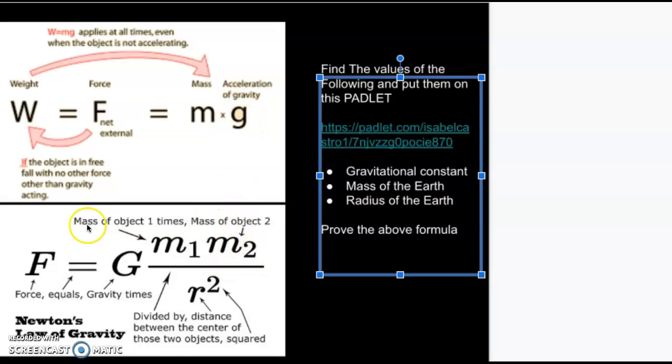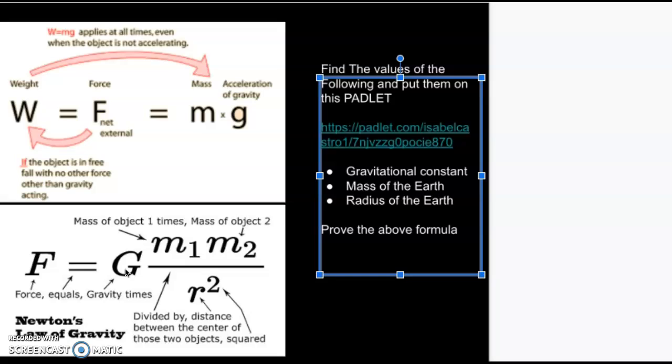Now, how do we get from here to here? Well, basically, the mass here in this relationship, F equals mg, is the mass of the object, right? So it could be your mass. You're standing on the earth, so that mass, we're going to call it m2, right? Now, m1 then would be the mass of the earth. What would r squared be? Well, if you're standing on the surface of the earth, then this r squared would be equal to the radius of the earth, right? And then G is a gravitational constant, which you can look up.